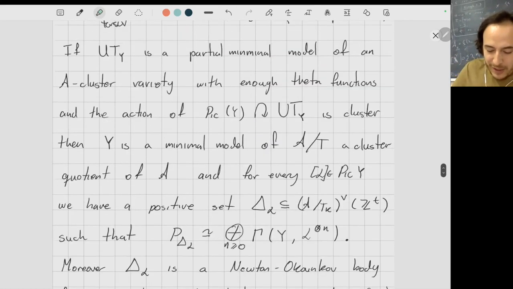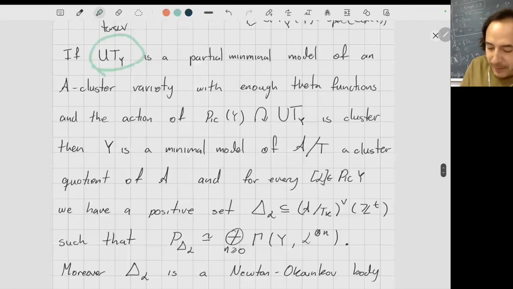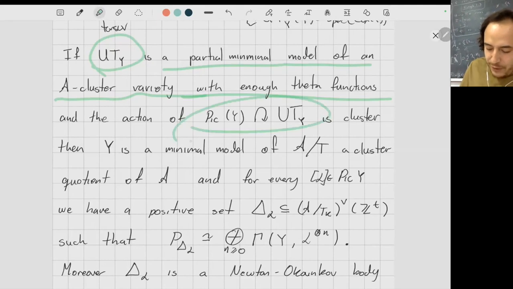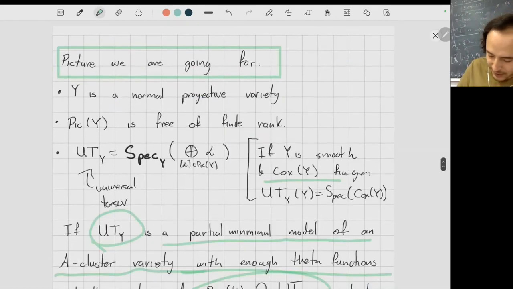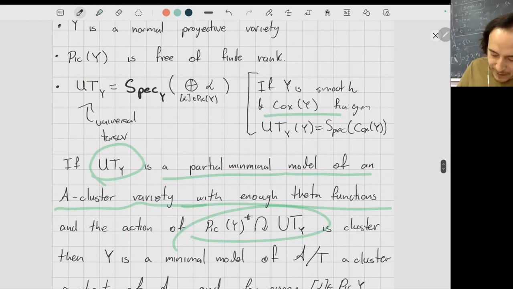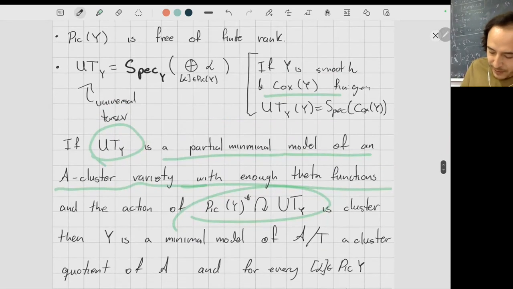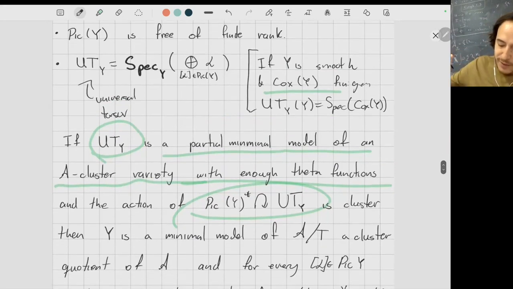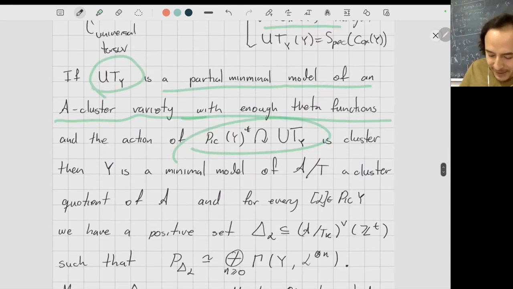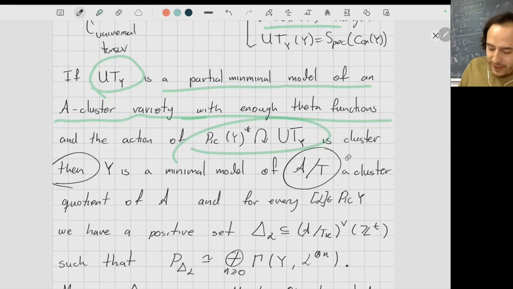Okay, so what we would like is that this universal torsor is a partial minimal model of an A cluster variety with enough theta functions. And since the functions on this space are going to be graded by the Picard group, there's going to be an action of the dual of the Picard group on the universal torsor, and we want that action to be clustered in some way. I'm going to come to this in the next slide. In that case, what we will have is that Y is a minimal model of a quotient of the A cluster variety.